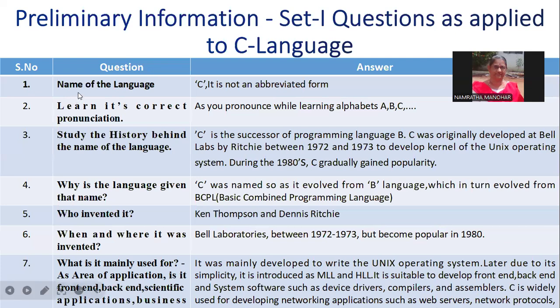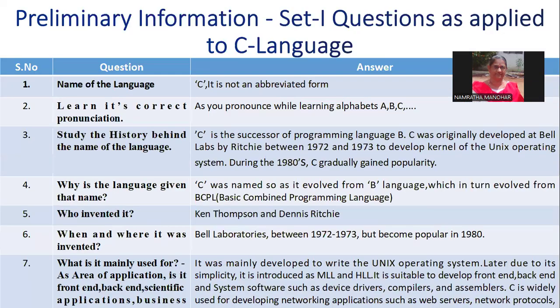The first question was the name of the language. The name of the language is C. It is not an abbreviated form. C is just the language name. Now, why it has come, we will see subsequently. Learn its correct pronunciation. C is pronounced as while we are learning the alphabets A, B, C. That is S-E-E, C. Now, study the history behind the name of the language.